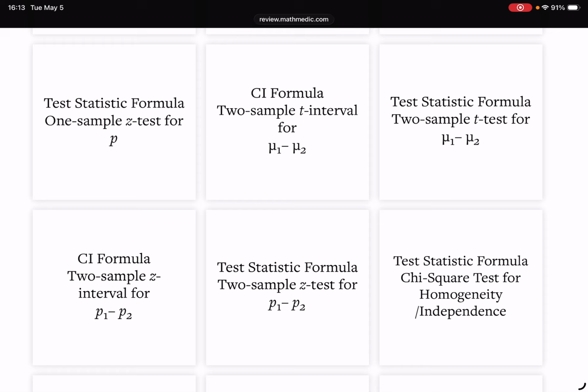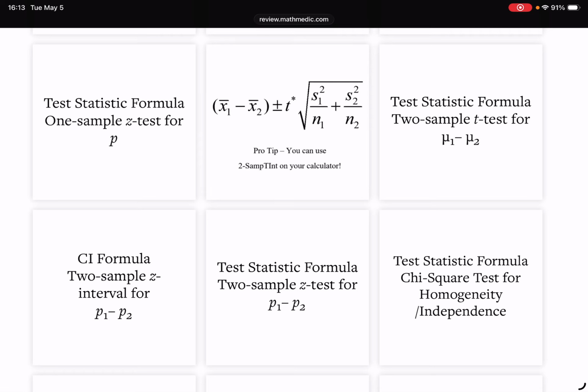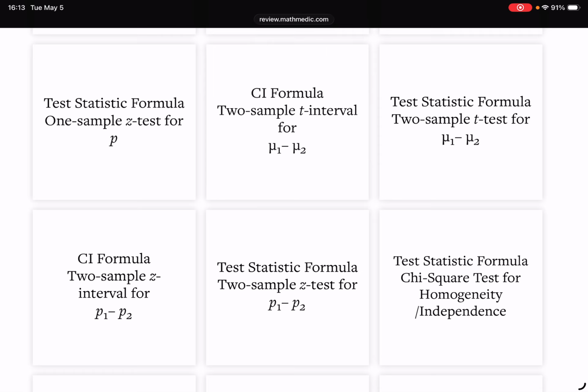Confidence interval formula for a two sample t interval for mu1 minus mu2. Okay, this is going to be very similar to the formula above. This one tells you how to do it on the calculator, but for Desmos, again, you're still going to use a t-test when you add an inference.